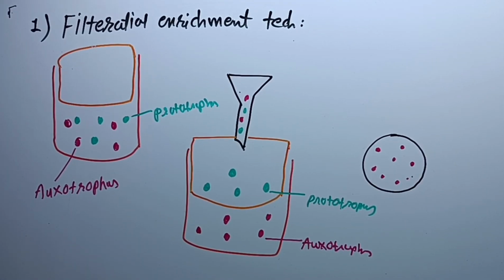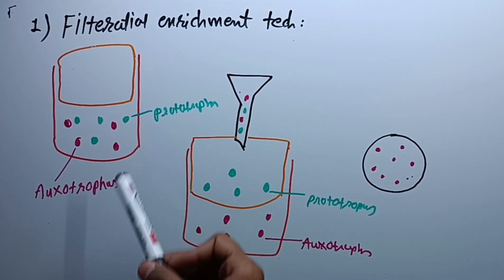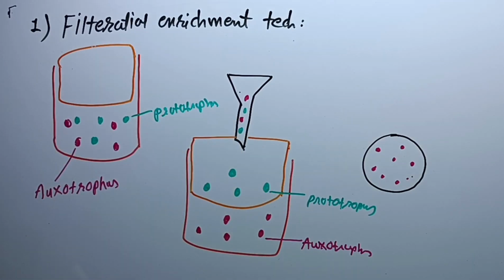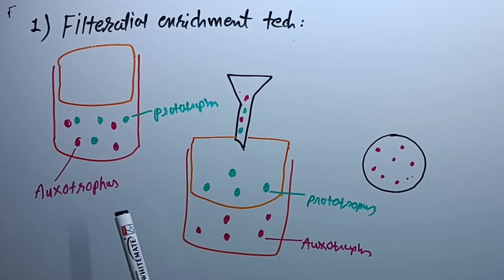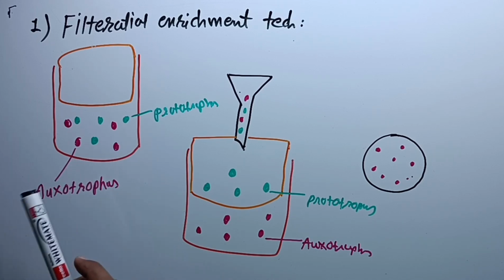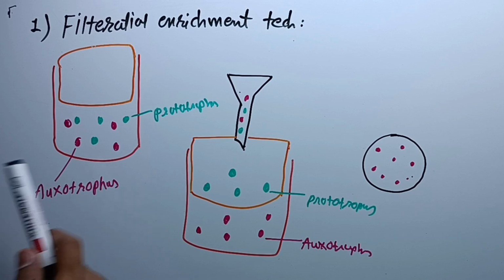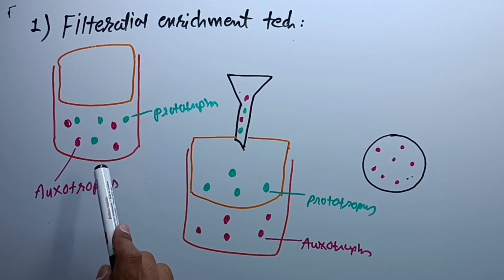Let us start first with the filtration enrichment technique. Two applications are there: enrichment and filtration. First we are doing enrichment. We take a tube, then we add minimal media. Then we add two kinds of spores, mutated spores, basically auxotrophs and prototrophs. After that, we leave this tube in a shaker for incubation.